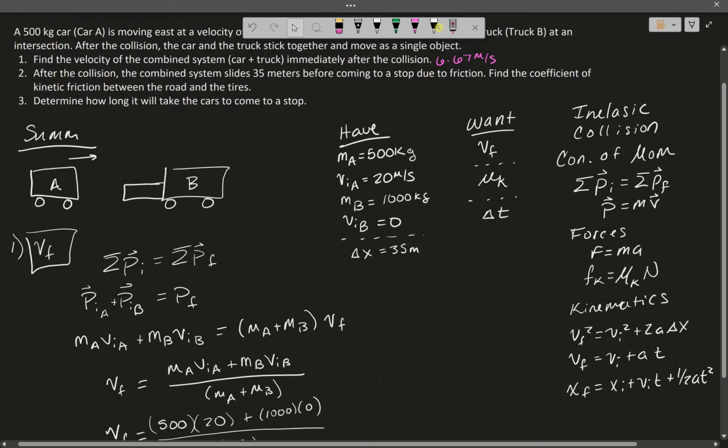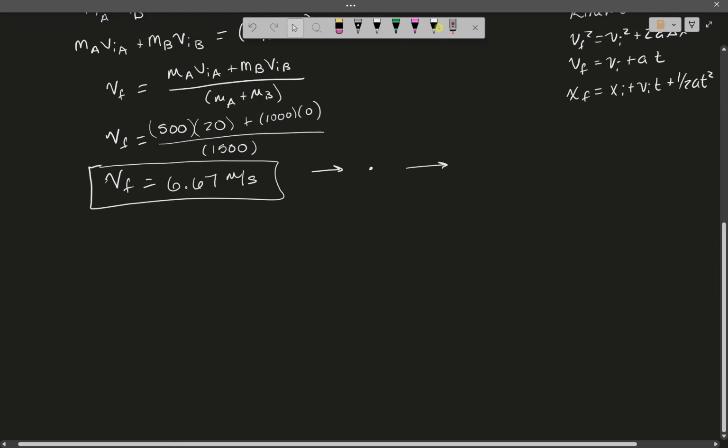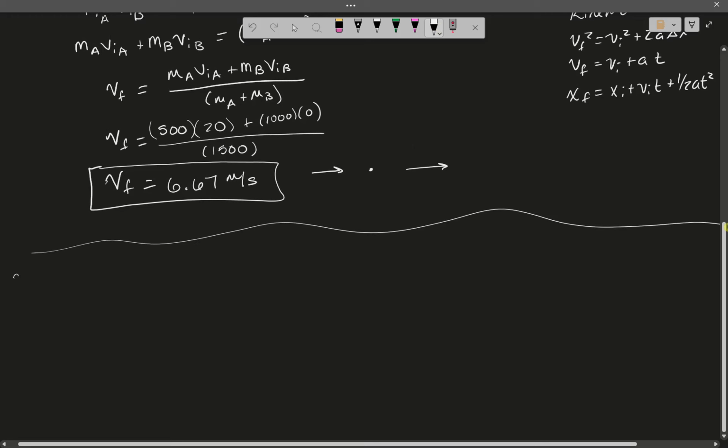Now we want to find the coefficient of kinetic friction between the road and the tires. So I'm just going to draw a line here. Part 2 is asking us to find our coefficient of kinetic friction between the road and the tires. So I know that I need to consider a force diagram here. This is the truck, that's the car, A, B. On this entire system, I'm going to put them in a block together because I can consider them moving together.